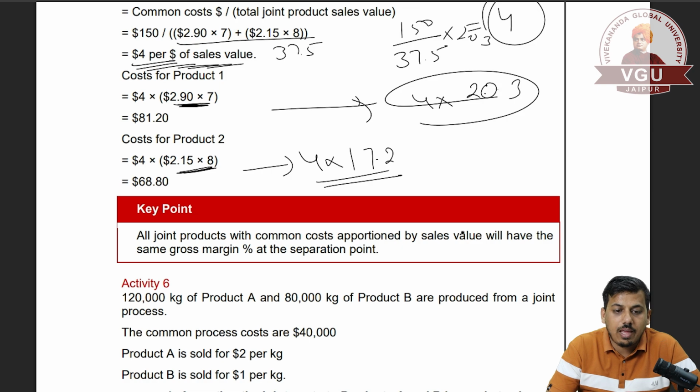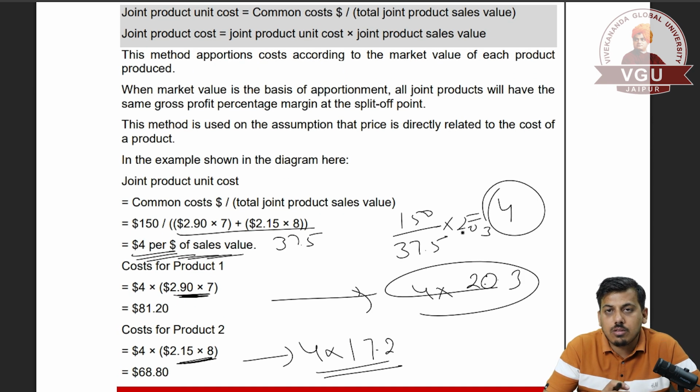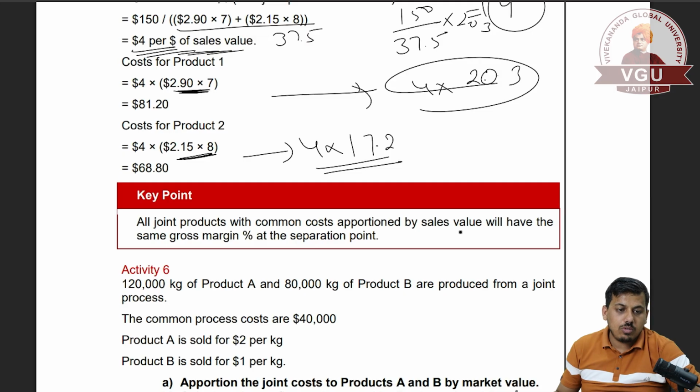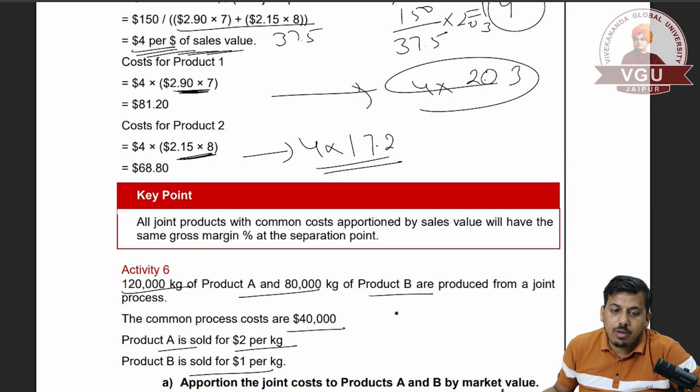This is how we will calculate the cost for the products: we will divide the cost by the market value. In this activity also a question is given: 1,20,000 kg of product A and 80,000 kg of product B are produced from the joint product. Common cost is 40,000. Product A is sold for $2 per kg and product B is sold for $1 per kg. Now we will have to segregate both the costs.